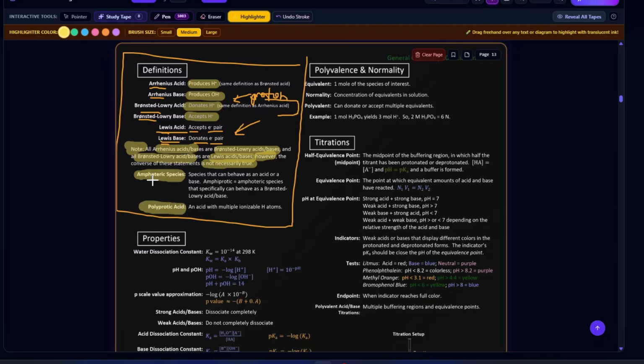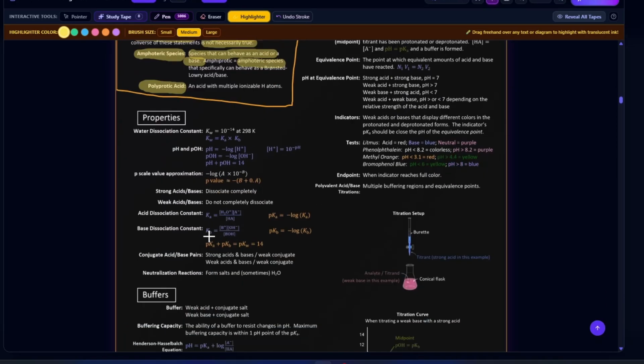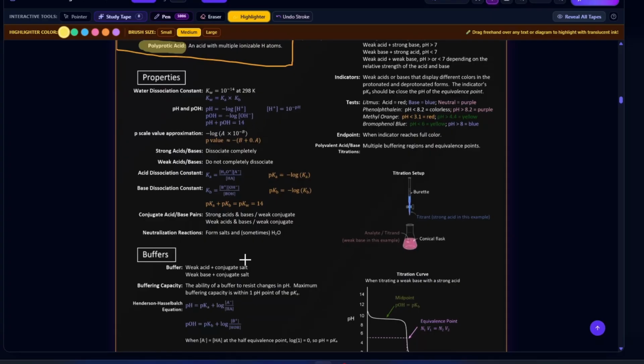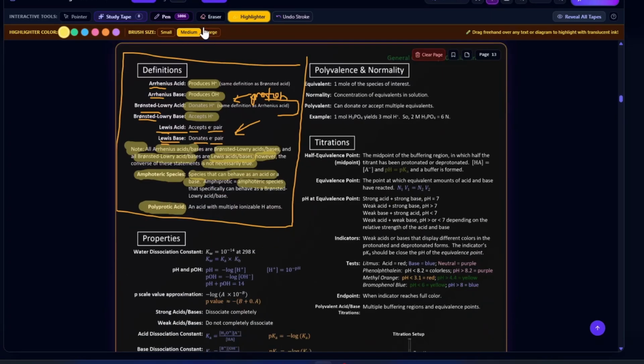So we'll go from amphoteric first. A good example of an amphoteric species is water, a species that can behave as both an acid and a base. I'm not sure why they didn't mention this. I think it's over here, is it? Yeah, they didn't mention this, but water has something called autoionization.